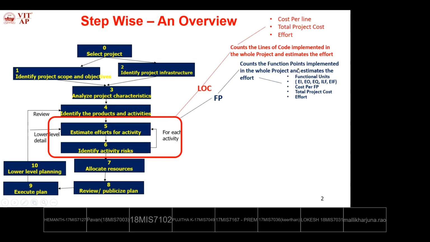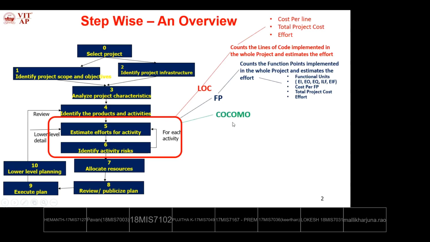After calculating the function point, for each function point we have to estimate the cost: parent function point, grandparent function point, and so on. Then using this cost per function point, we will estimate the total project cost. After finding the total project cost, we will estimate the effort. Coming to lines of code, here we are estimating for each line. Coming to function point, we are estimating for each function point.